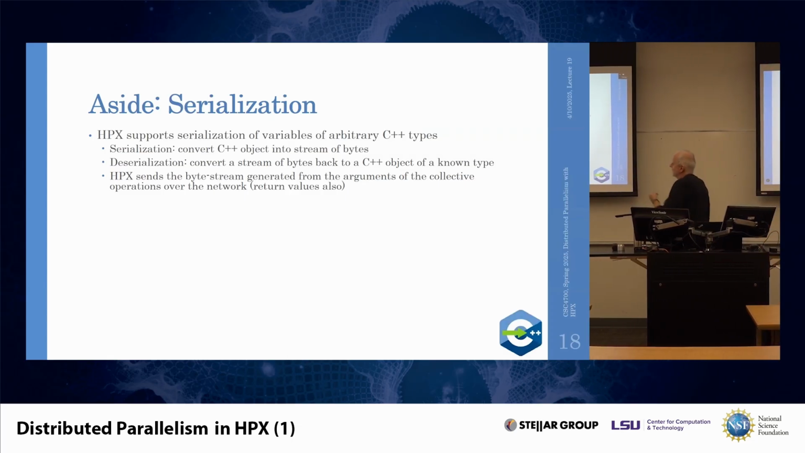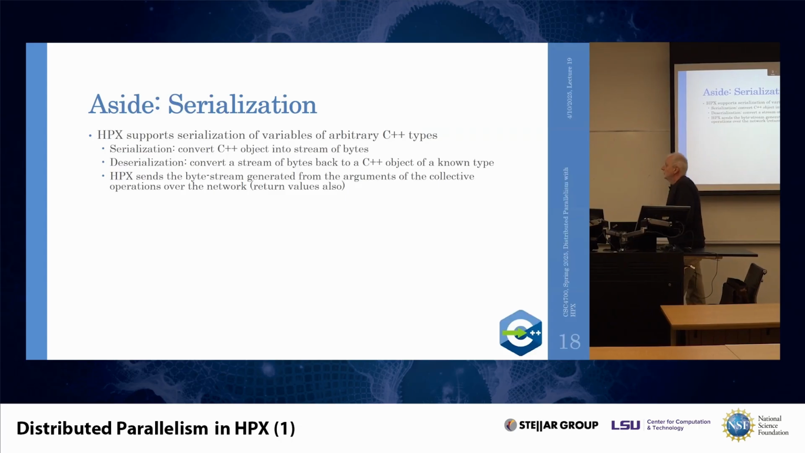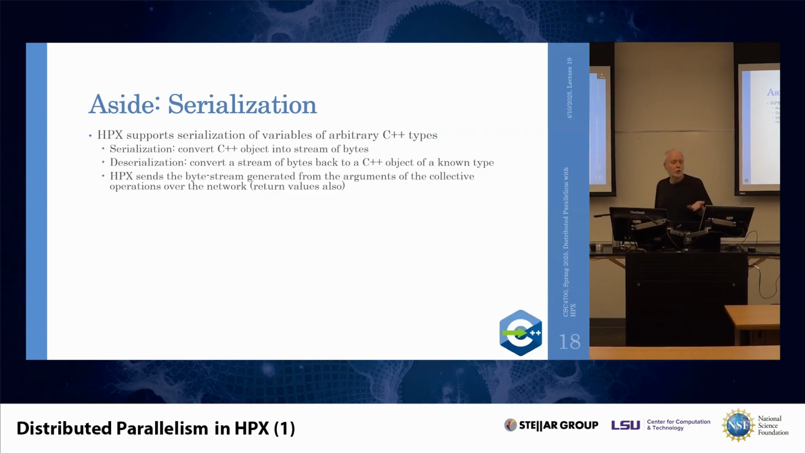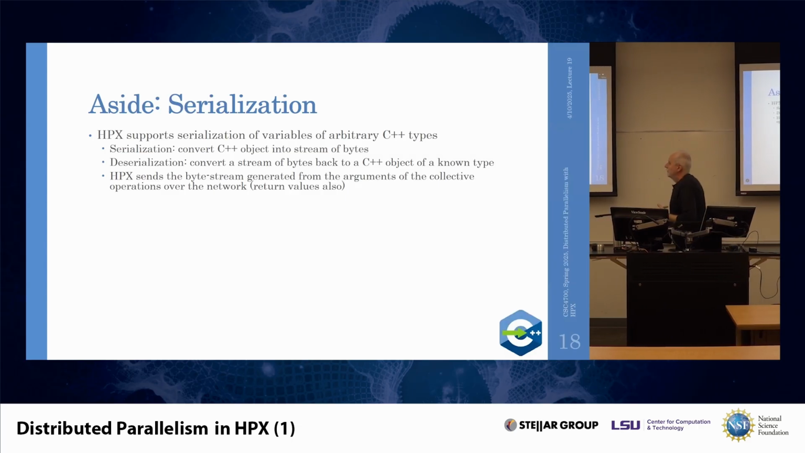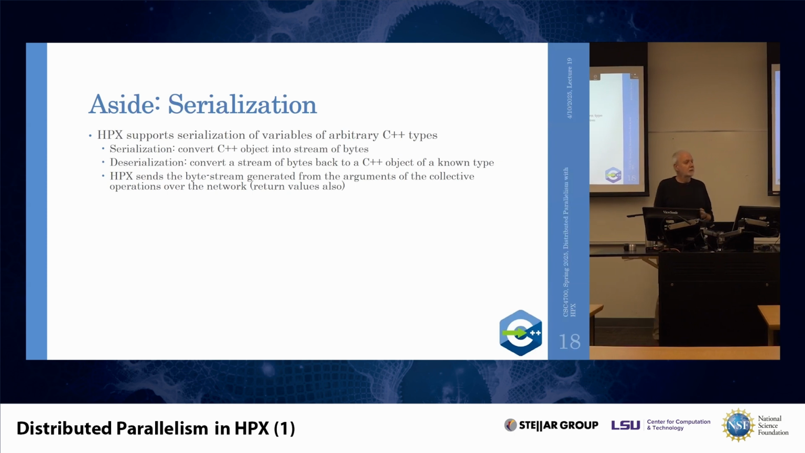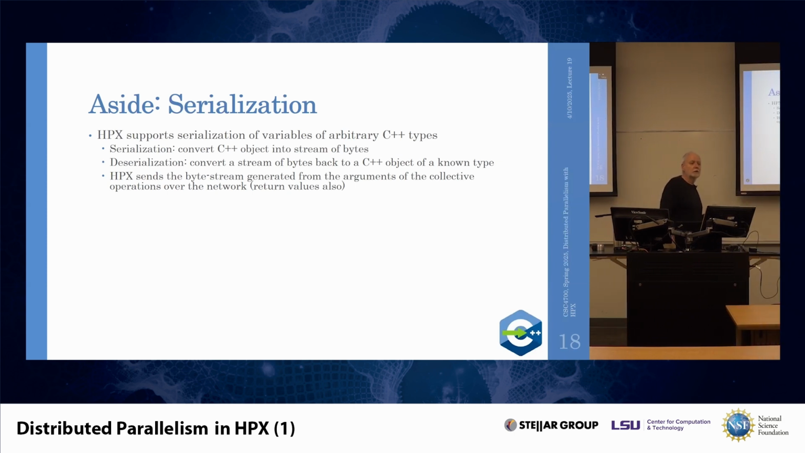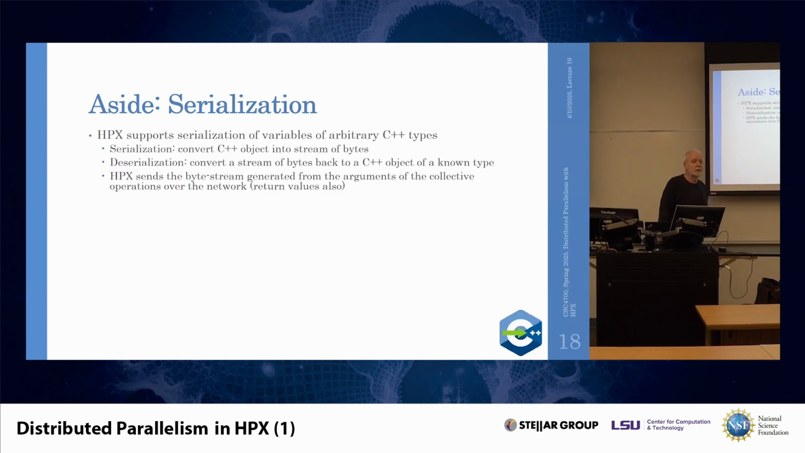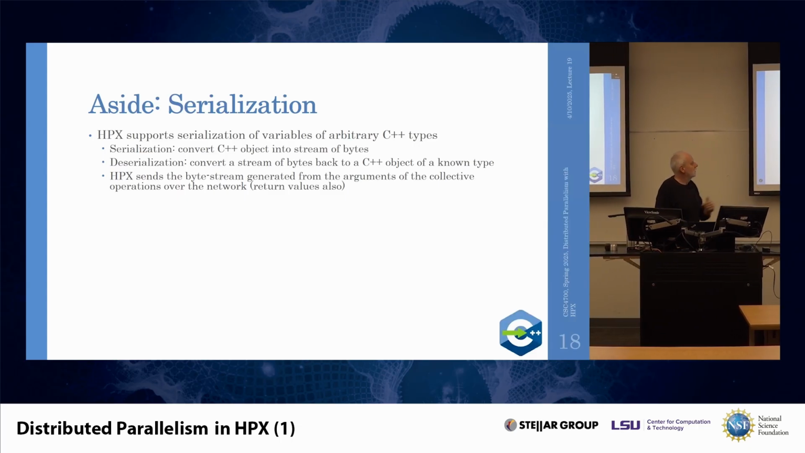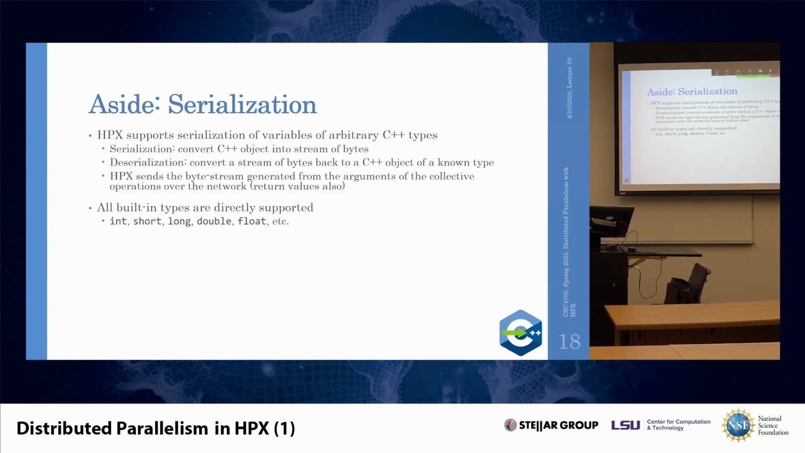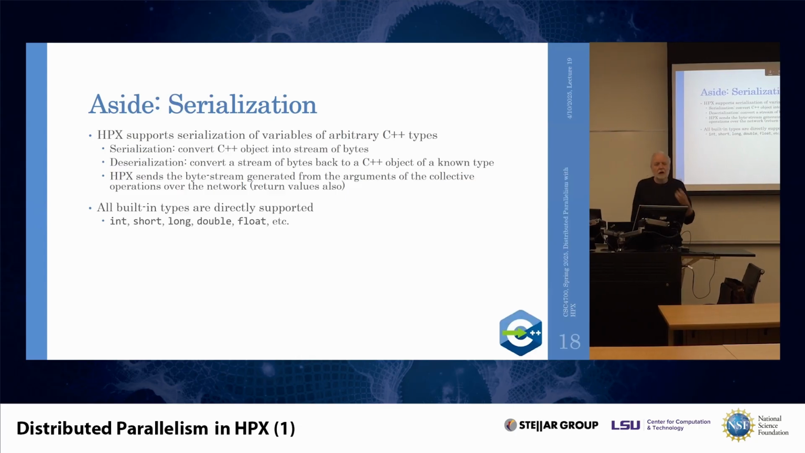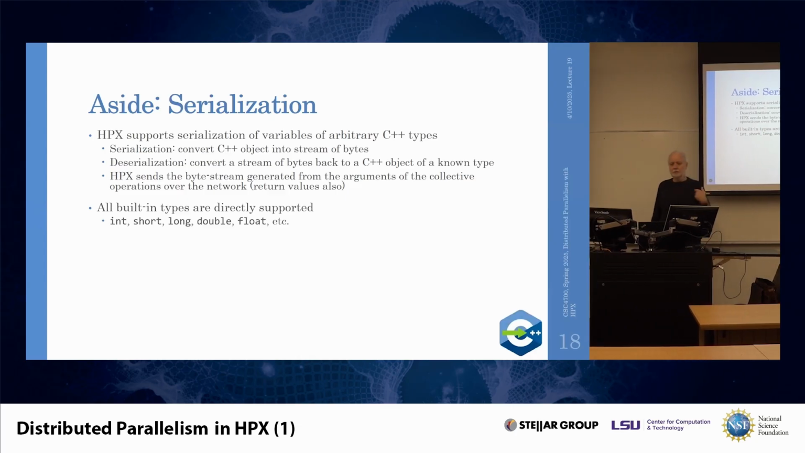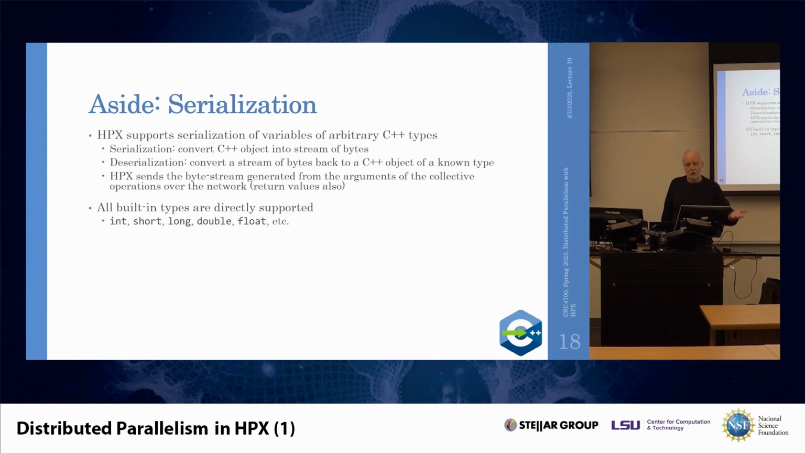So once we have serialized things, HPX sends the byte stream generated from the arguments of broadcast or of reduce or of anything else over the network. And by the way, the return values are handled the same way. So some collective operations have return values. So the return value gets back and is serialized and deserialized in the same way. Now you might ask, how does HPX know how to serialize arbitrary types? I come up with my own types. How can it magically figure out how that should be serialized?